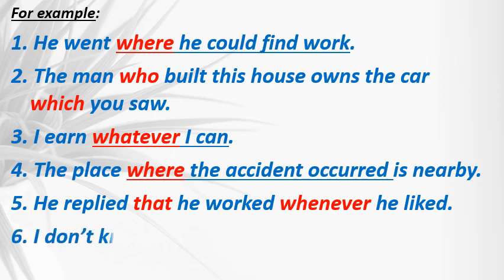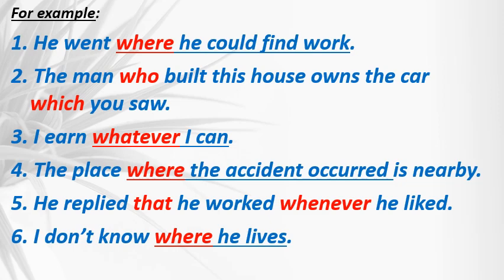Now, let's see one more example. I don't know where he lives. So, here I don't know is a principal clause as it is giving us a complete meaning. Where he lives is not giving us a complete meaning, so that is why it is a dependent clause. Thus, this sentence is a complex sentence.